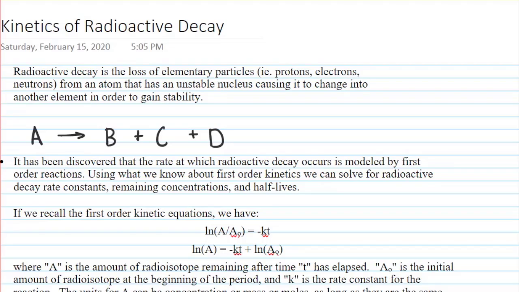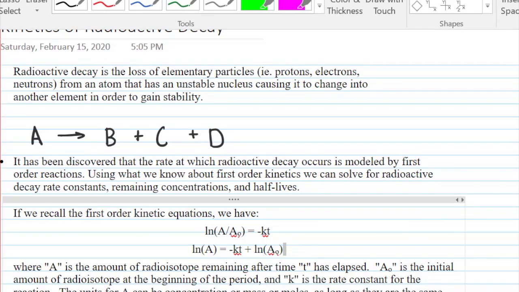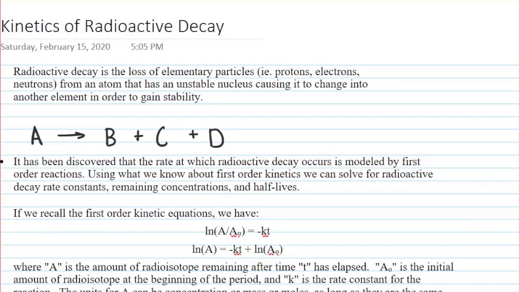If you remember from our first-order kinetic equations, we have ln of A over A naught is equal to negative kt. And the second one, rearranged here, is just another way of writing that. A is the amount of isotope that is left over after t has elapsed, A naught is the initial amount of that radioisotope, and k is the rate constant.